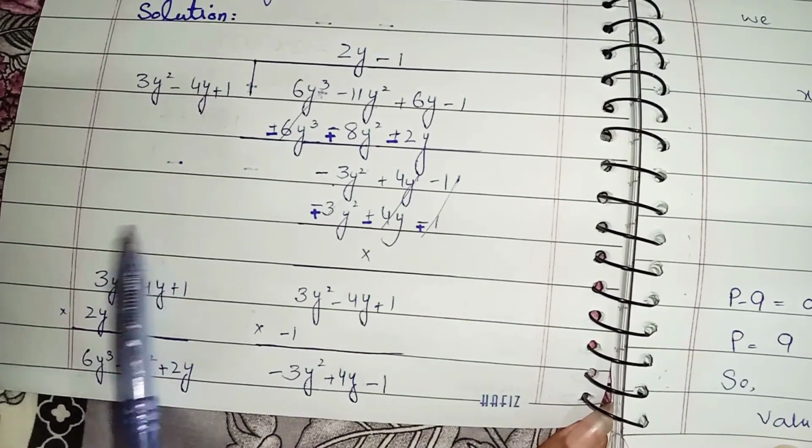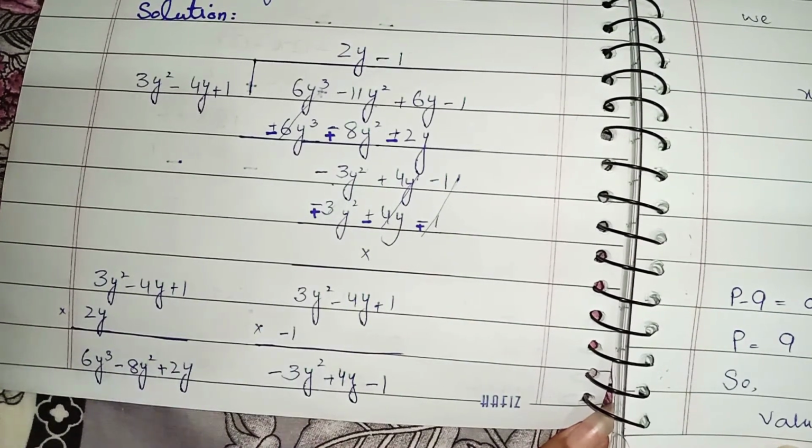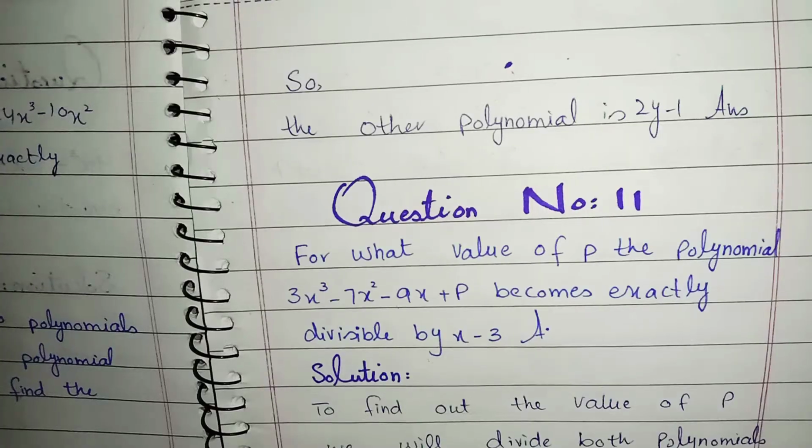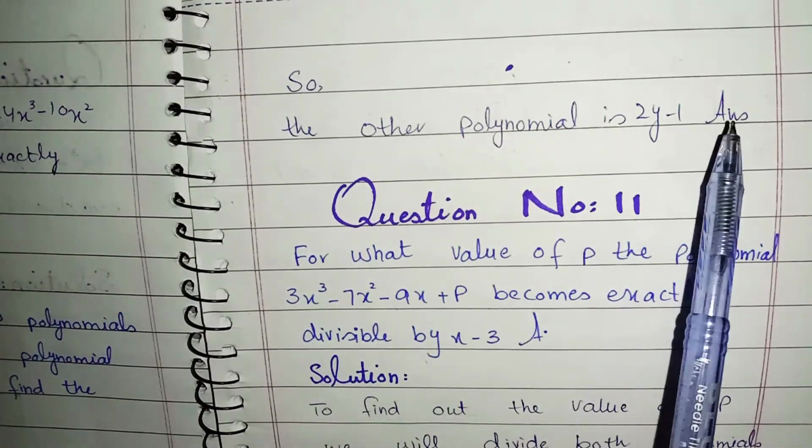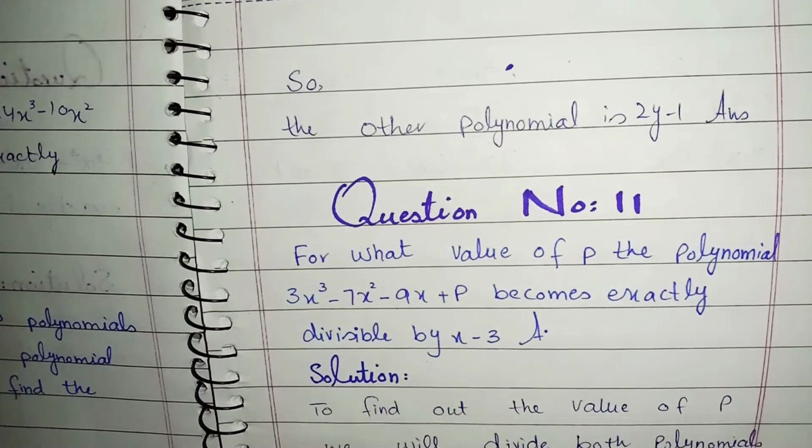So the second polynomial is 2y minus 1. We will write the answer statement as: the other polynomial is 2y minus 1. This is our answer statement.